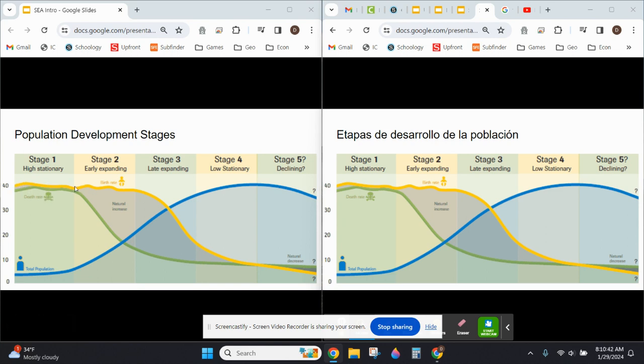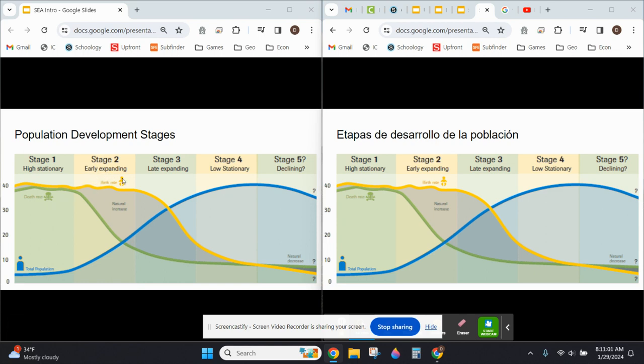That's what this yellow line represents, how many babies you're having. Green represents the death rate. So when you don't have any modern technology, you have lots of babies, but a lot of people die. So your population stays low. You don't have a big population because not a lot of people survive very long.